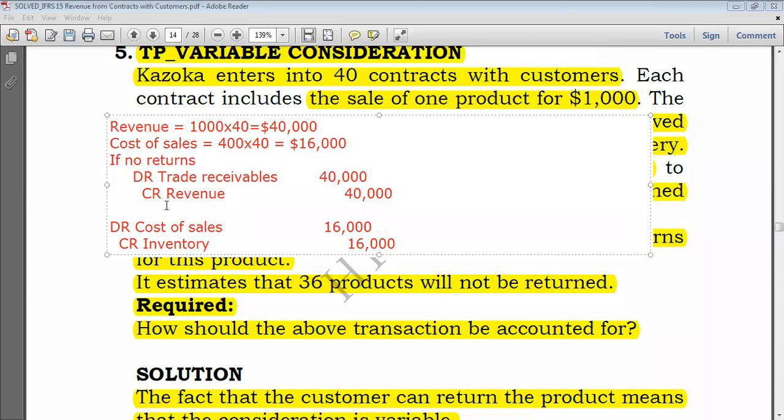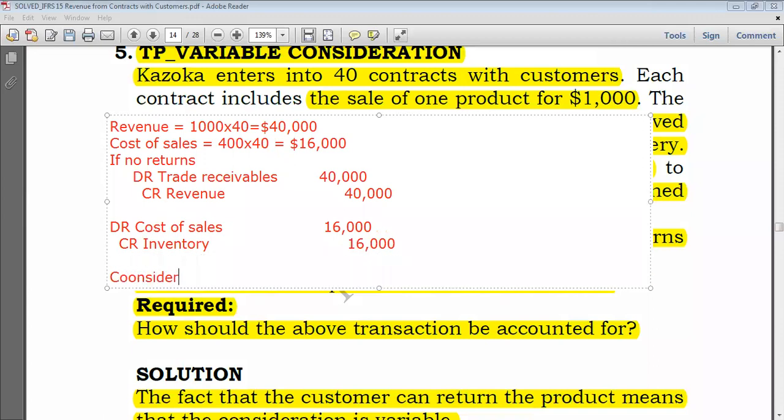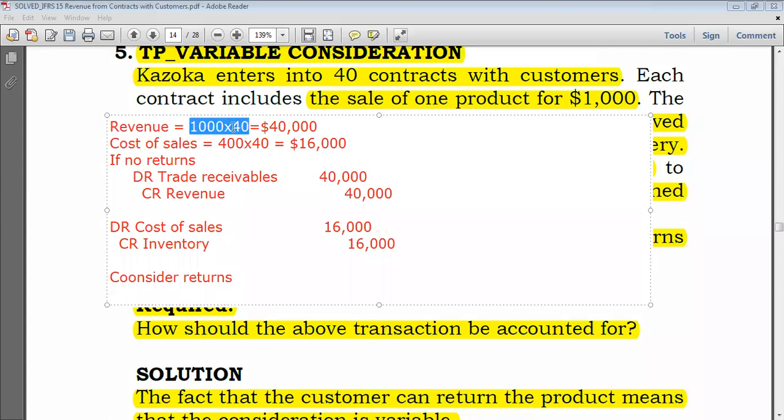But now consider returns. If returns were to be made, this is what would have happened. For sales, 4 units would be returned. So the revenue of 4 units would have to be reversed. When going to revenue here, we would have to reduce our revenue by how much? 4 times 1,000, that is 4,000. So I would have to debit to remove revenue, as it is a credit nature. I would have to remove revenue by 4,000. So I'll debit revenue here by 4,000.